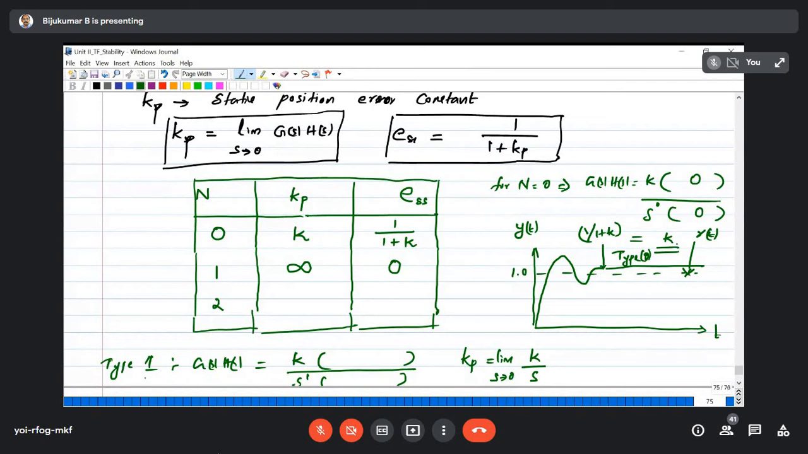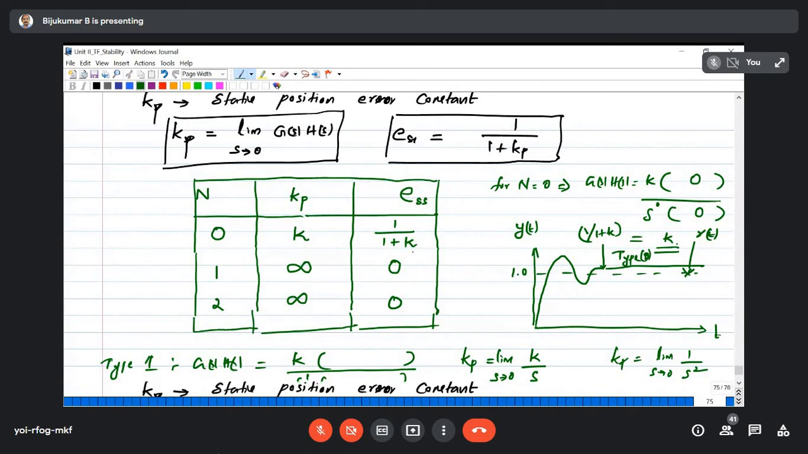So if you increase the order, what will happen? If I move to type 2, instead of s, Kp becomes the limit s tends to 0, and 1 by s square will come, right? Because n equal to 2. So in this case also, if you calculate Kp, it becomes infinity. So what you understand from this analysis is that for a type 0 system, there will be some finite error. But if the type is 1 or more than that, obviously the steady state error becomes 0.